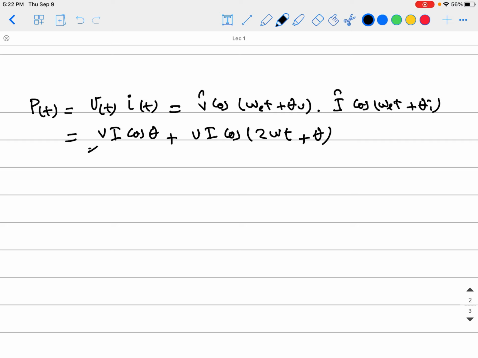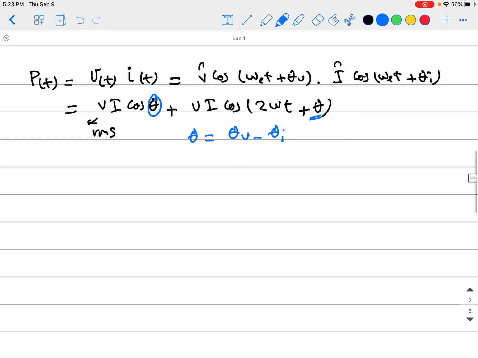So keep in mind again, when I say just V and I like that, I am talking about RMS values, not the magnitudes here. And this angle theta equals theta V minus theta I. Okay, so it's just to refresh your memory. You should have talked about this before in other courses. So this theta is the phase shift between voltage and current, and that's the angle we're more concerned with all the time.